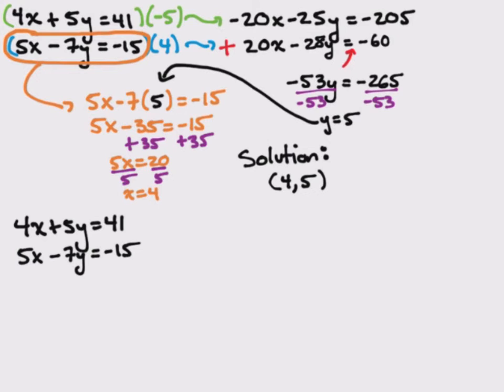So let's look at the terms involving just y's in this case. Well, I know that 5 and 7 both go into 35, their least common multiple. So if we were to multiply this top equation by 7 and the bottom equation by 5, we'd end up with a positive 35y in our top equation and a negative 35y in our bottom, and we'd be good to go. So let's do just that.